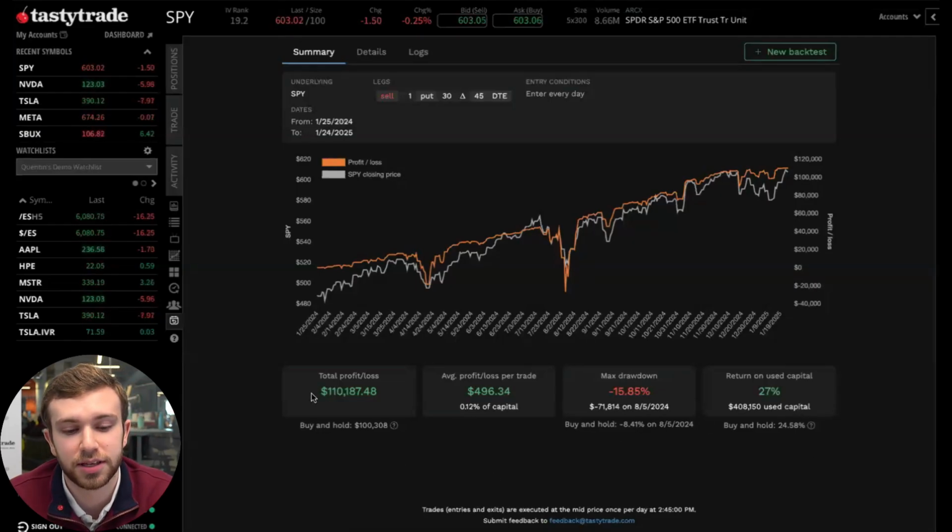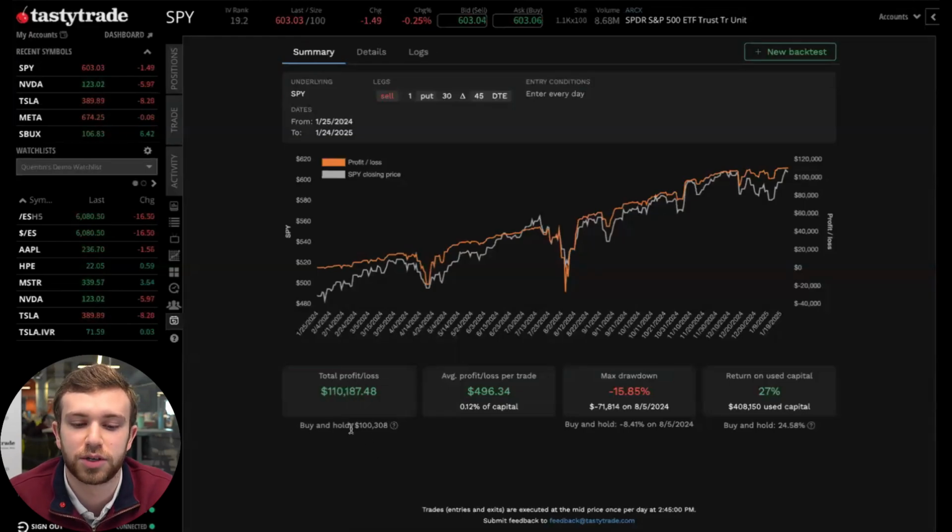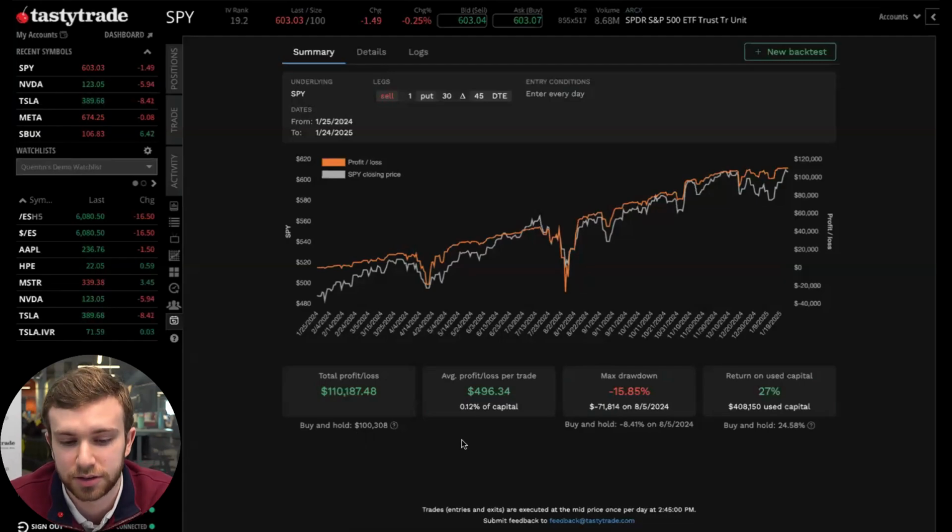So just to explain these here, the total profit and loss, this would be how much you made from the start of the time period until the end. And then we have it also being compared to a buy and hold strategy as well. And so this would be if you invested the amount of capital you used into SPY. And this is also, I'll explain the amount of capital you use in just a moment. If you invested that into SPY, that is how much you would have received a return on. So pretty close to selling the put of $100,000.